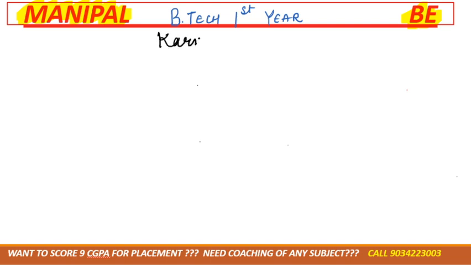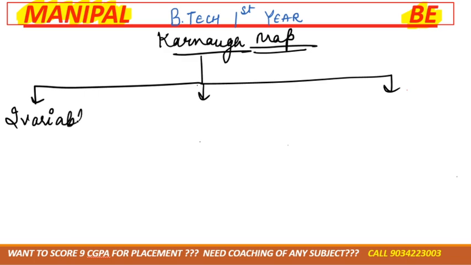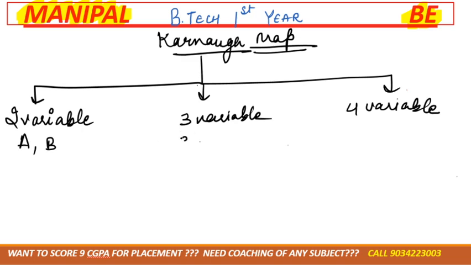K map is basically the Karnaugh map, and it is the graphical representation of an expression. K map is further divided into categories. It can be a two variable K-map, a three variable K-map, and a four variable K-map. Two variable means A comma B, three variable means A comma B comma C, four variable means A comma B comma C comma D. Right? In two variable we will have how many boxes? 2 raised to 2, that is four boxes.